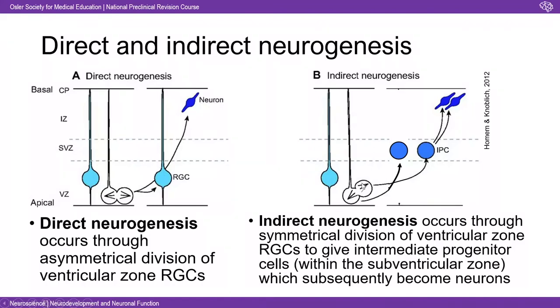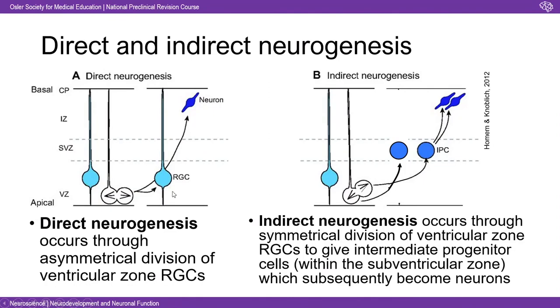We also get this indirect route whereby one radial glial cell divides into two what we call intermediate progenitors. These are quite interesting. They sit in the subventricular zone for a little while, just above the ventricular zone, before migrating out as immature neurons into the mantle zone. What's interesting about these processes is that many studies have shown that there is no difference in the cell types that these two processes yield.